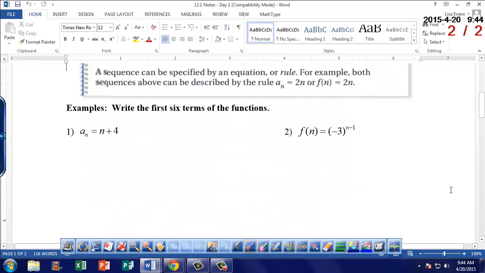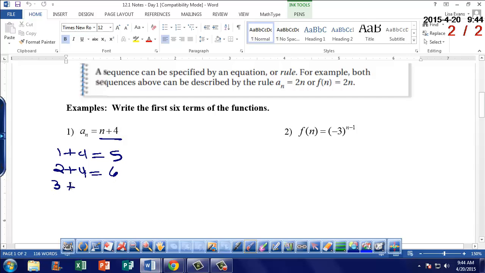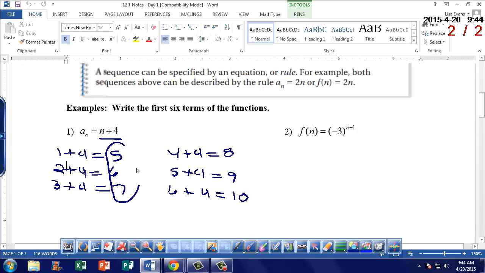First set's pretty easy. It says write the first 6 terms of the function. So if this is my rule, I'm going to plug 1, 2, 3, 4, 5, 6. So 1 plus 4 is 5. 2 plus 4 is 6, 3 plus 4 is 7, 4 plus 4, 8, pretty easy, right? 5 plus 4 is 9, and 6 plus 4 is 10. So the first 6 terms would be these 3 and these 3. And if you want to relist them, you can go ahead and write 5, 6, 7, 8, 9, 10.